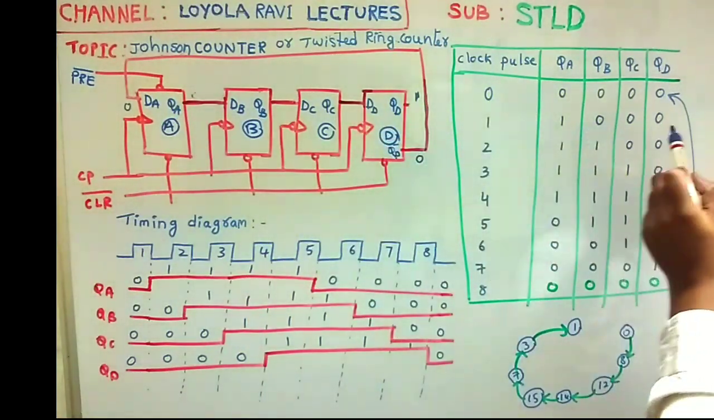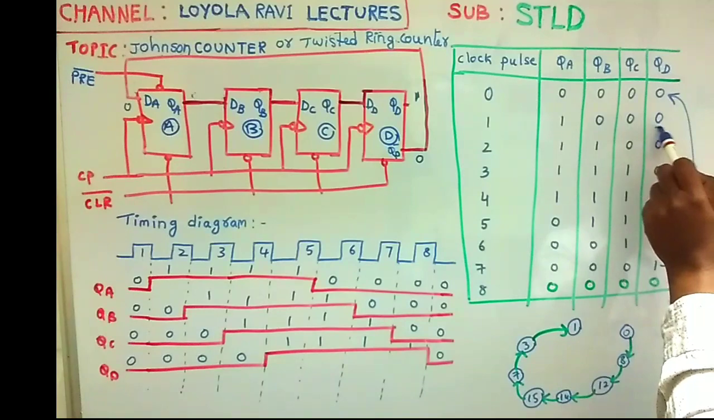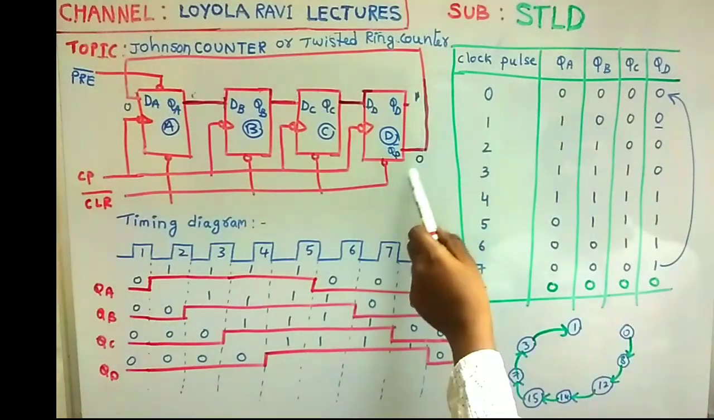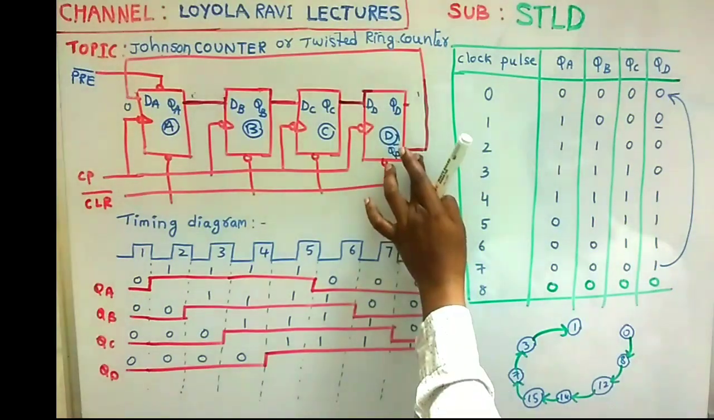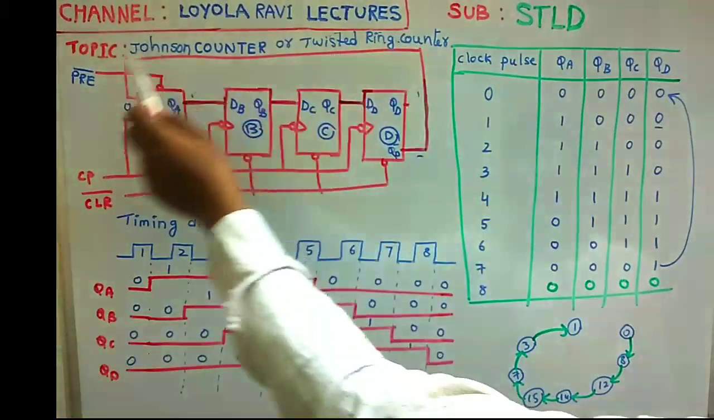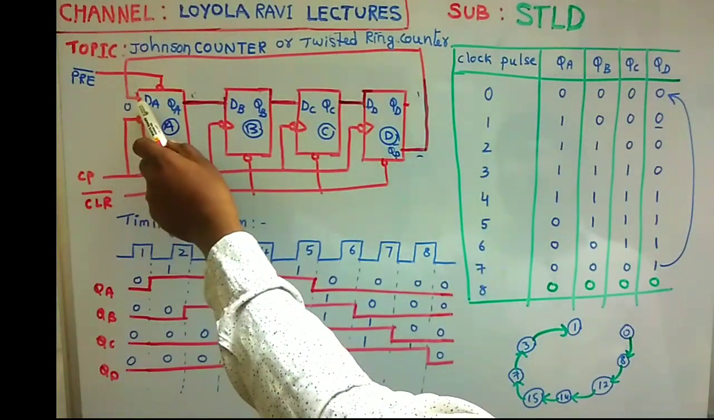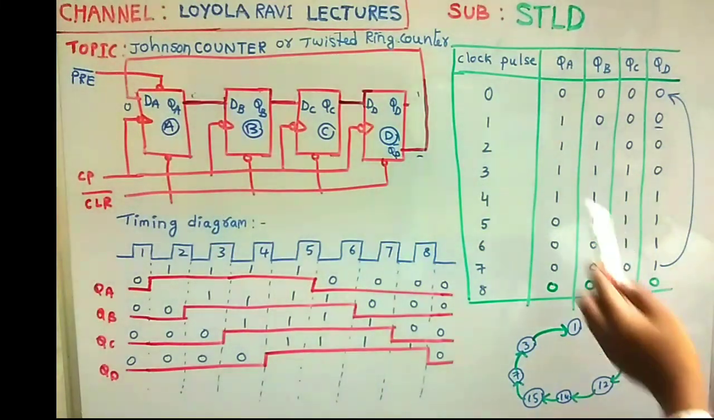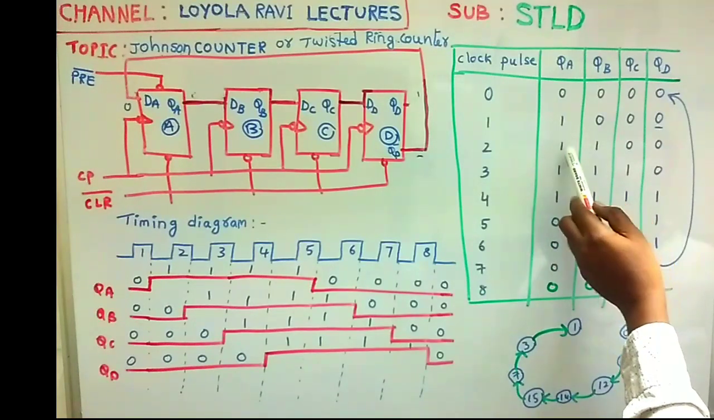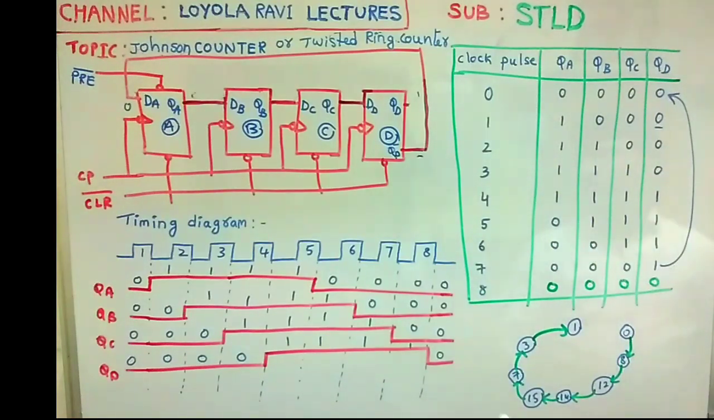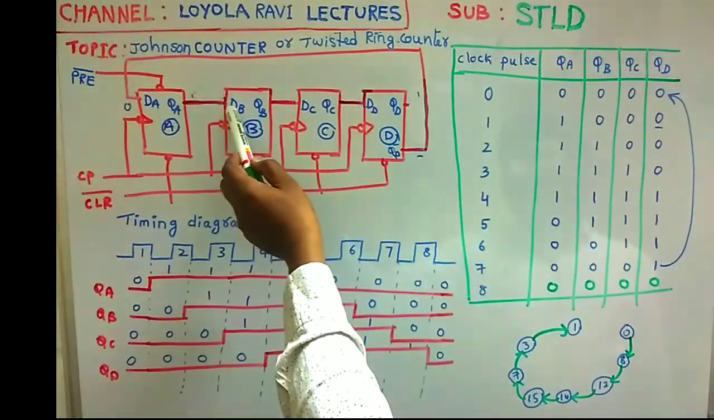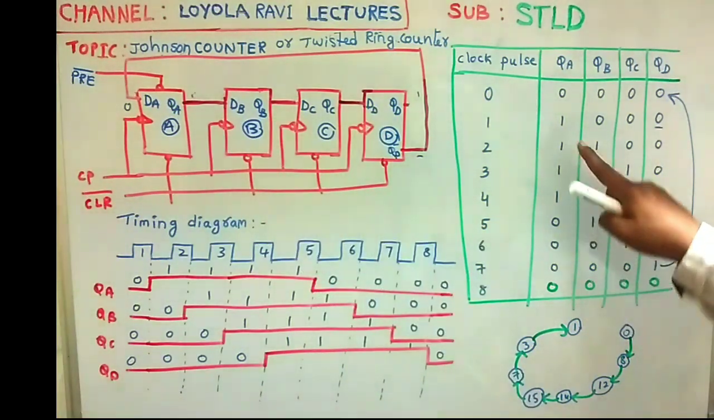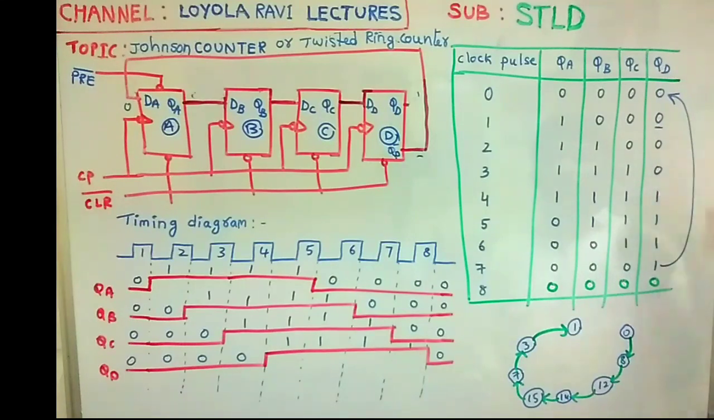Then again, if you observe the QD, what happens? QD is 0. QD 0 means QD bar is 1. So 1 comes here again. DA 1 means QA is 1 again. Already QA is 1, and this is connecting to DB, so output QB also 1. So that's why 1 1 0 0 we are getting.